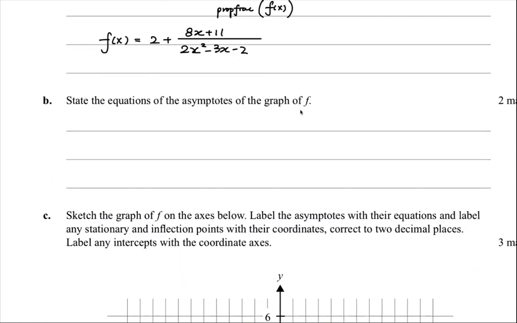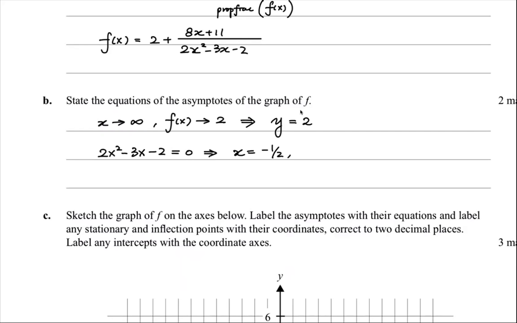Now, state the equations of the asymptote of the graph of f. When x is going to be very large or negative infinity, your f of x will approach to 2, okay? So don't overlook that. So there is a horizontal asymptote at y equals to 2. And also, your denominator should not be equal to 0. So when it is equated to 0, that gives you, for example, x equals to -1/2 and x equals to 2. So these are two vertical asymptotes, okay? Totally, you have 3 asymptotes. So don't forget there is a horizontal one, okay?